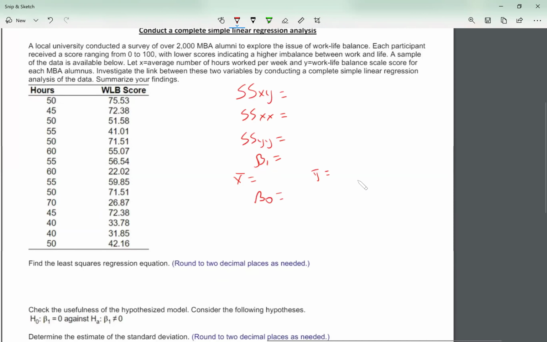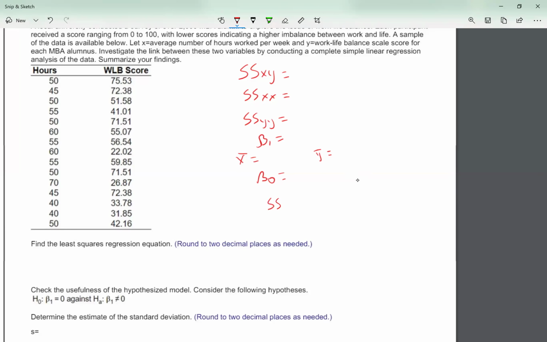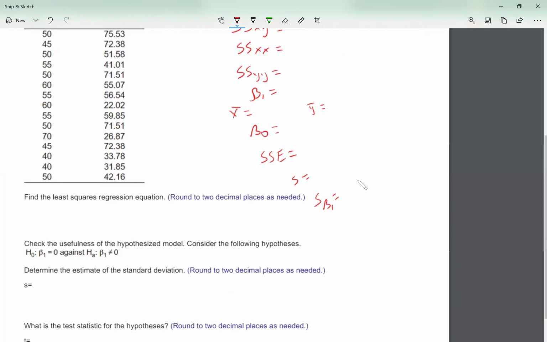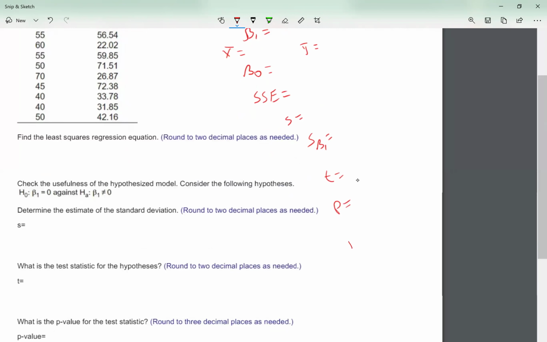And then I'm also going to find my sum of the squares of the error. I'm going to find my S. Remember, we saw this yesterday in a previous section. The S was our standard error. Then I called another one the S of my beta 1, which is the standard error of the least squares slope. And then we're going to be able to find our T value and our P value. And lastly, we're going to find our R square.